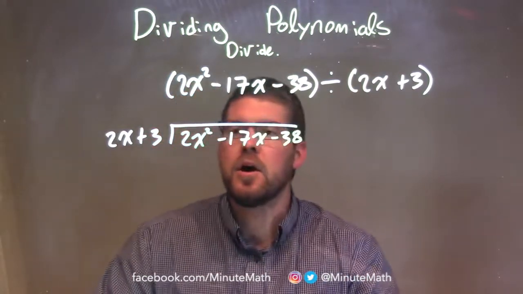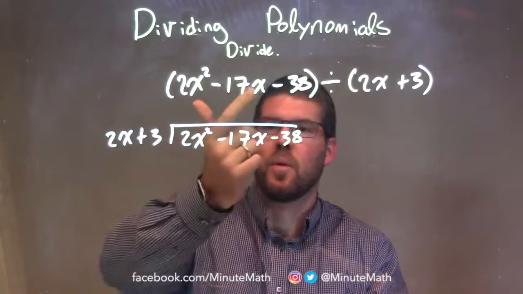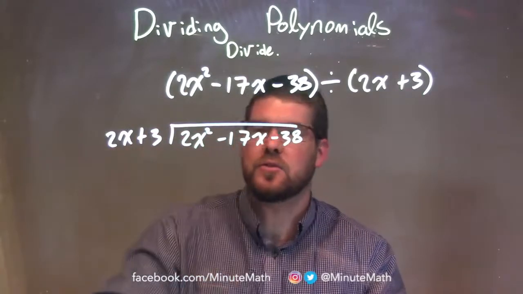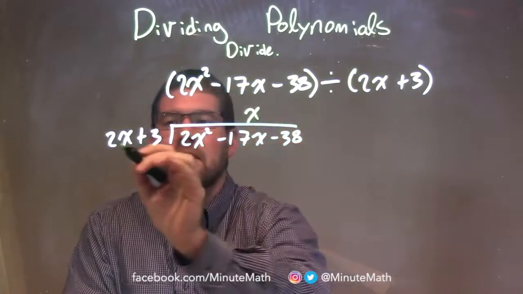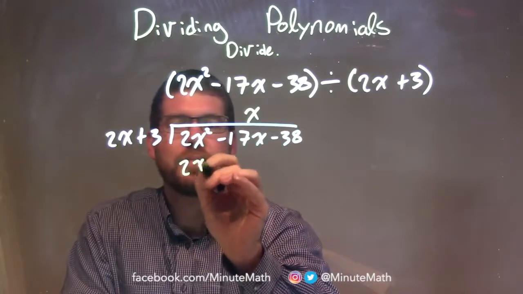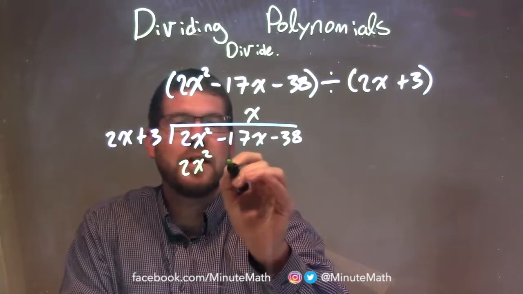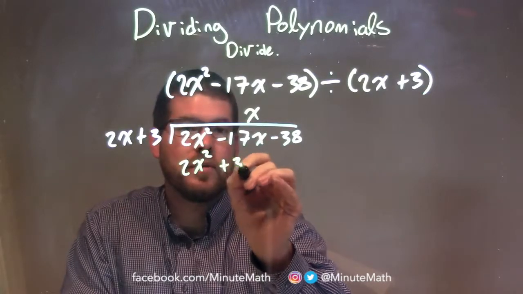Okay? Well, we have to ask ourselves a question. What times 2x gives me 2x squared? And that's pretty simple. That's just an x. So x is right here. X times 2x is 2x squared. And x times 3 is just 3x. So we have plus 3x.